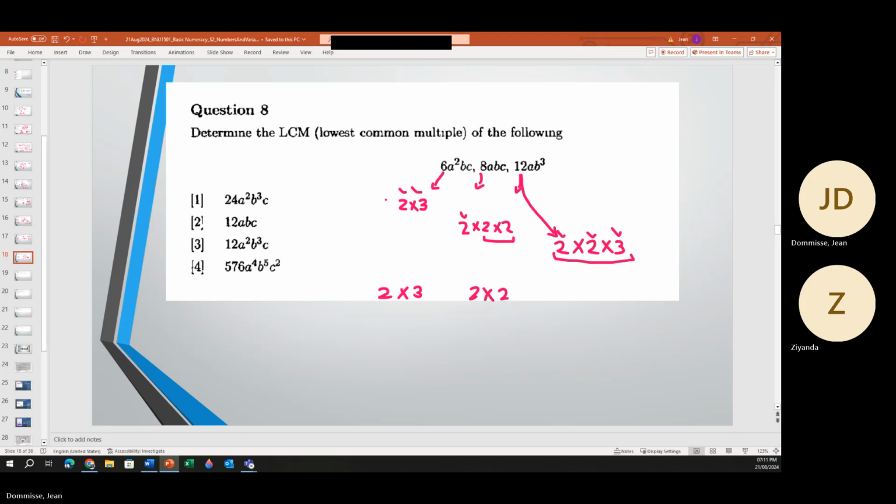Okay, so first then let's just solve the lowest common multiple for the number. So 2 times 3 is 6. 2 times 2 is 4. 6 times 4 is 24. So without looking even at the A, B, and C, we can already see, there's my 24. All the others are actually wrong.